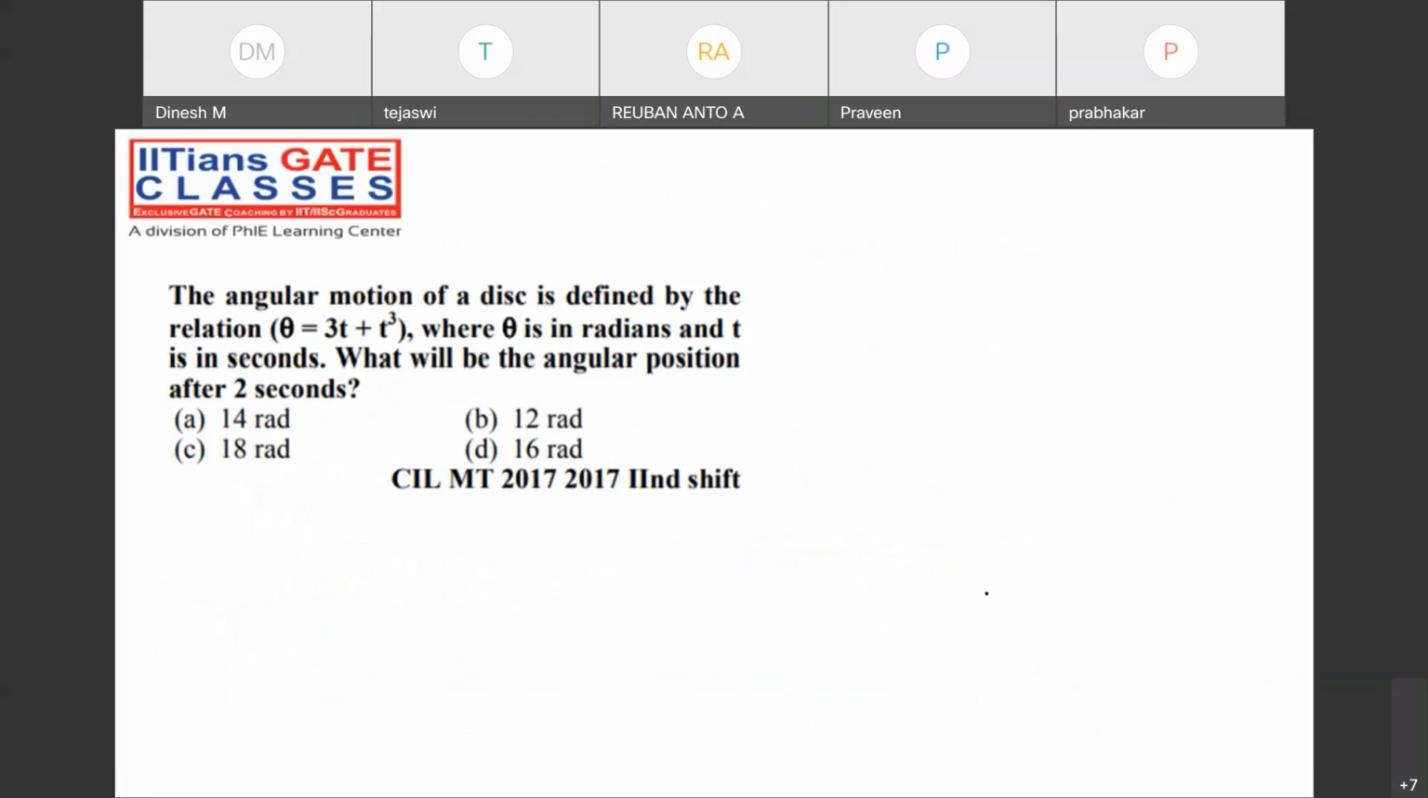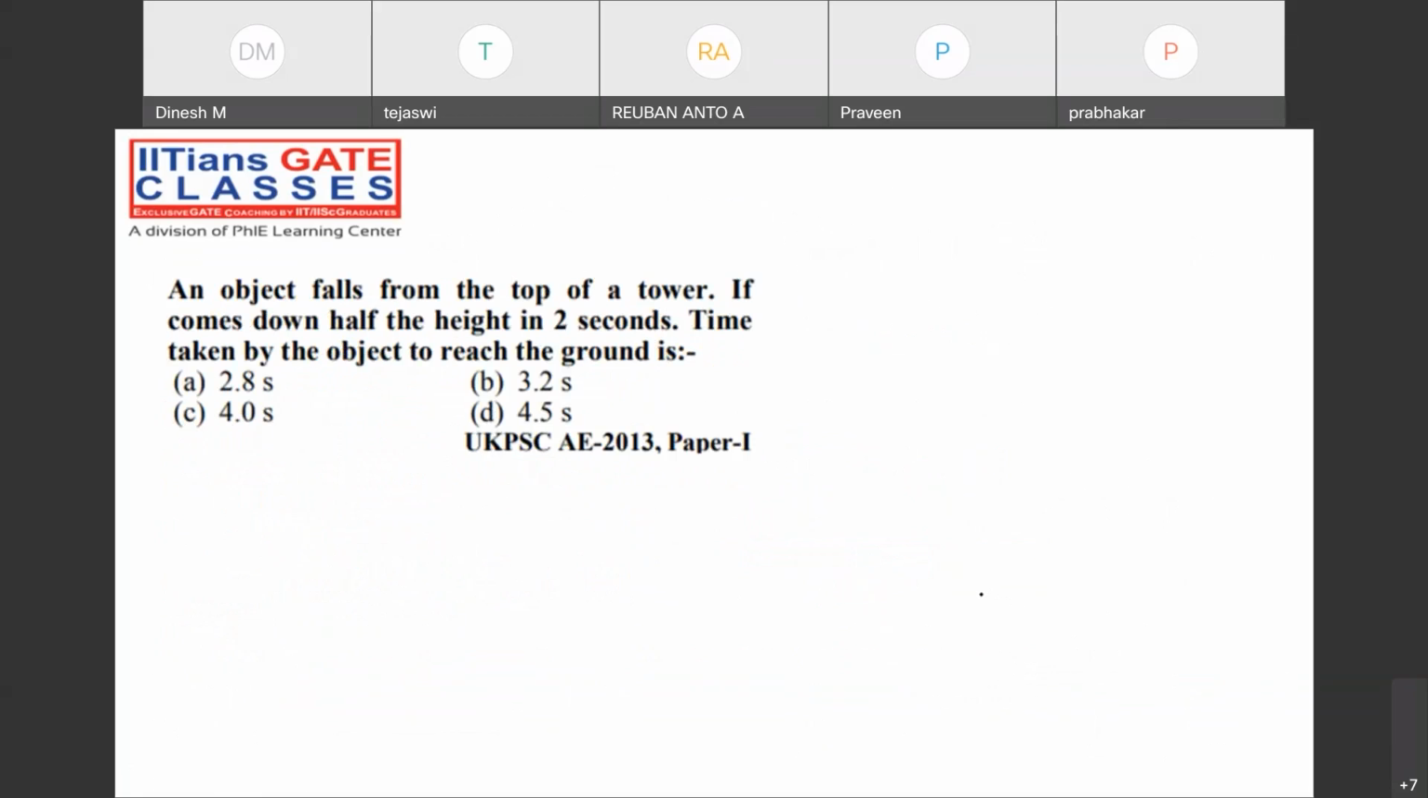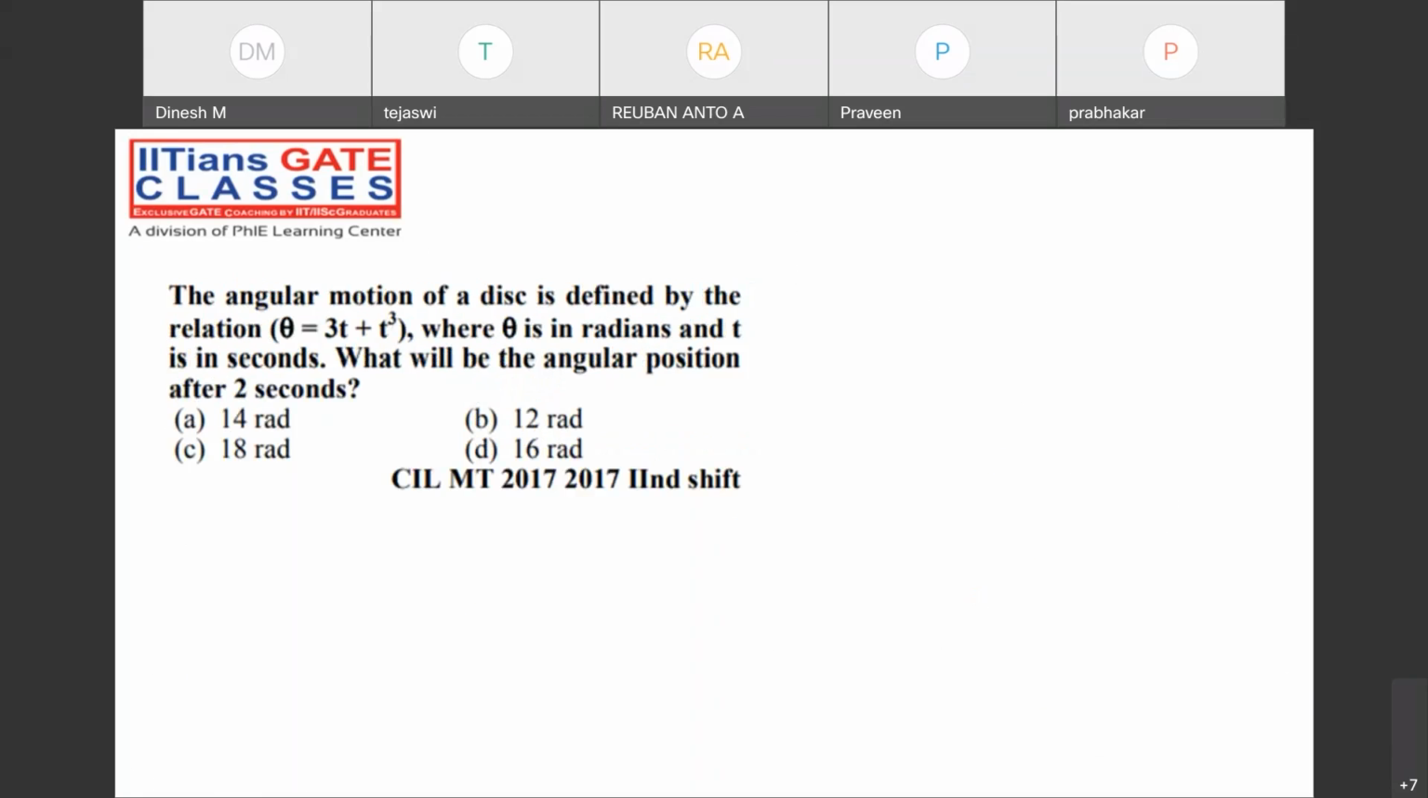Now, the angular motion of a disk is defined by theta. Try to solve the angular question. We have not solved anything, right? This question, where theta is in radians and t in seconds. What will be the angular position? See, I forgot to tell you the equations of motion in rotation also.